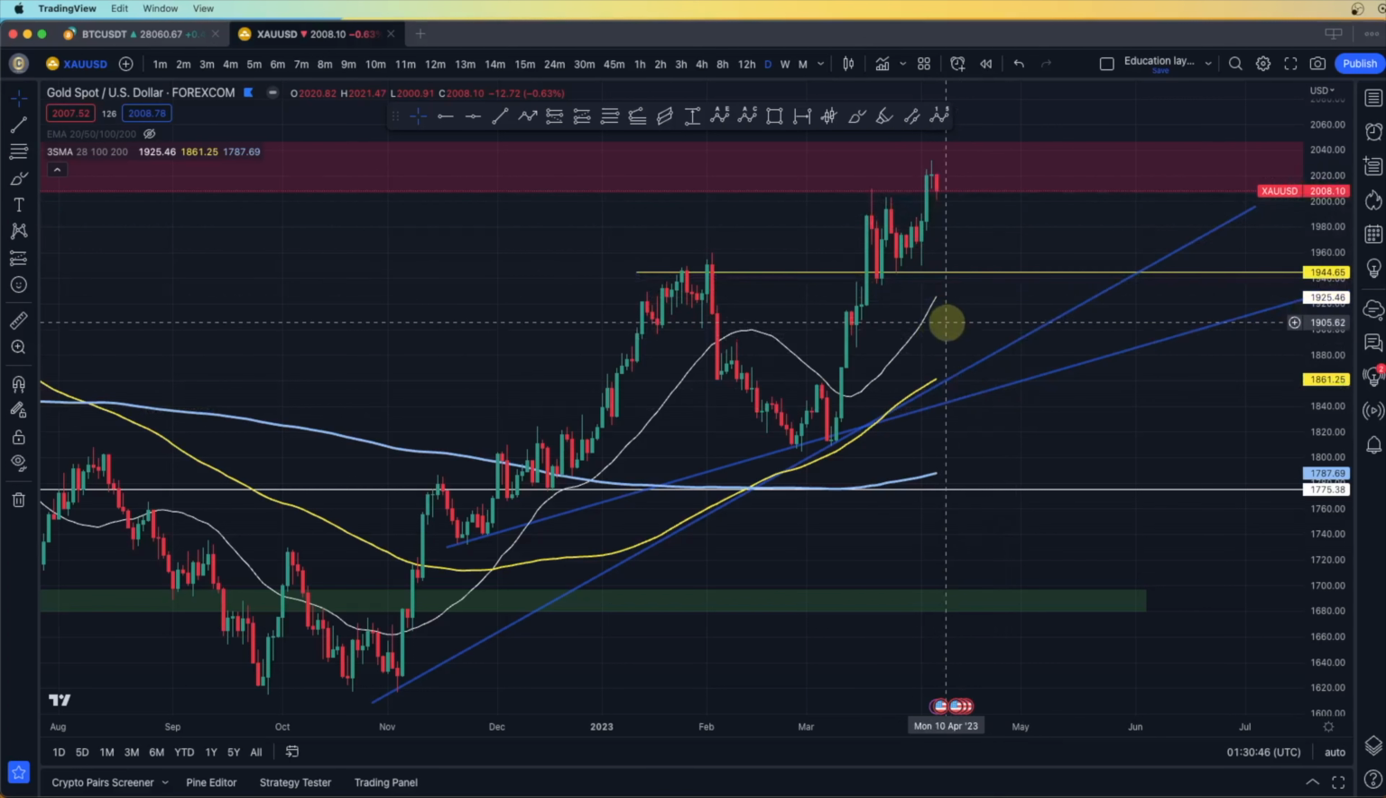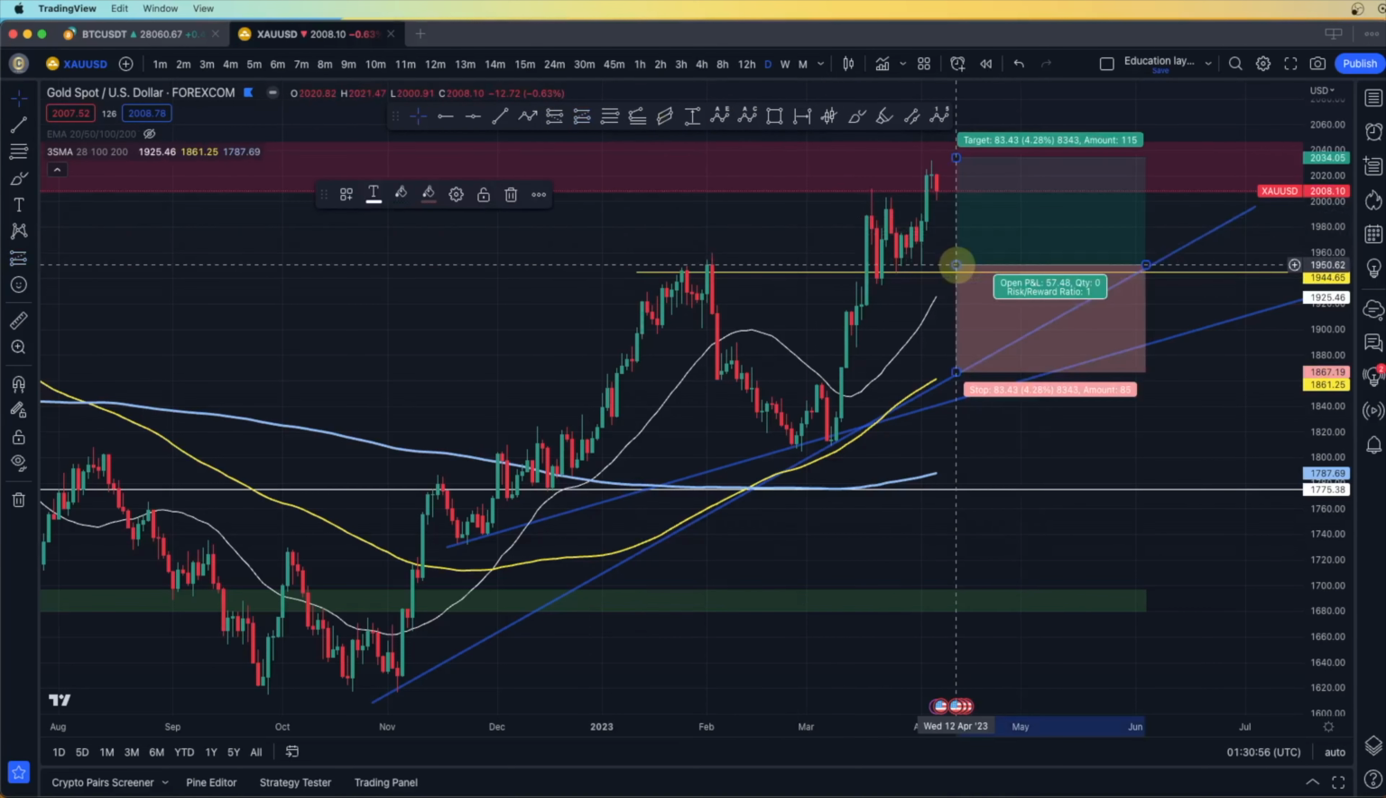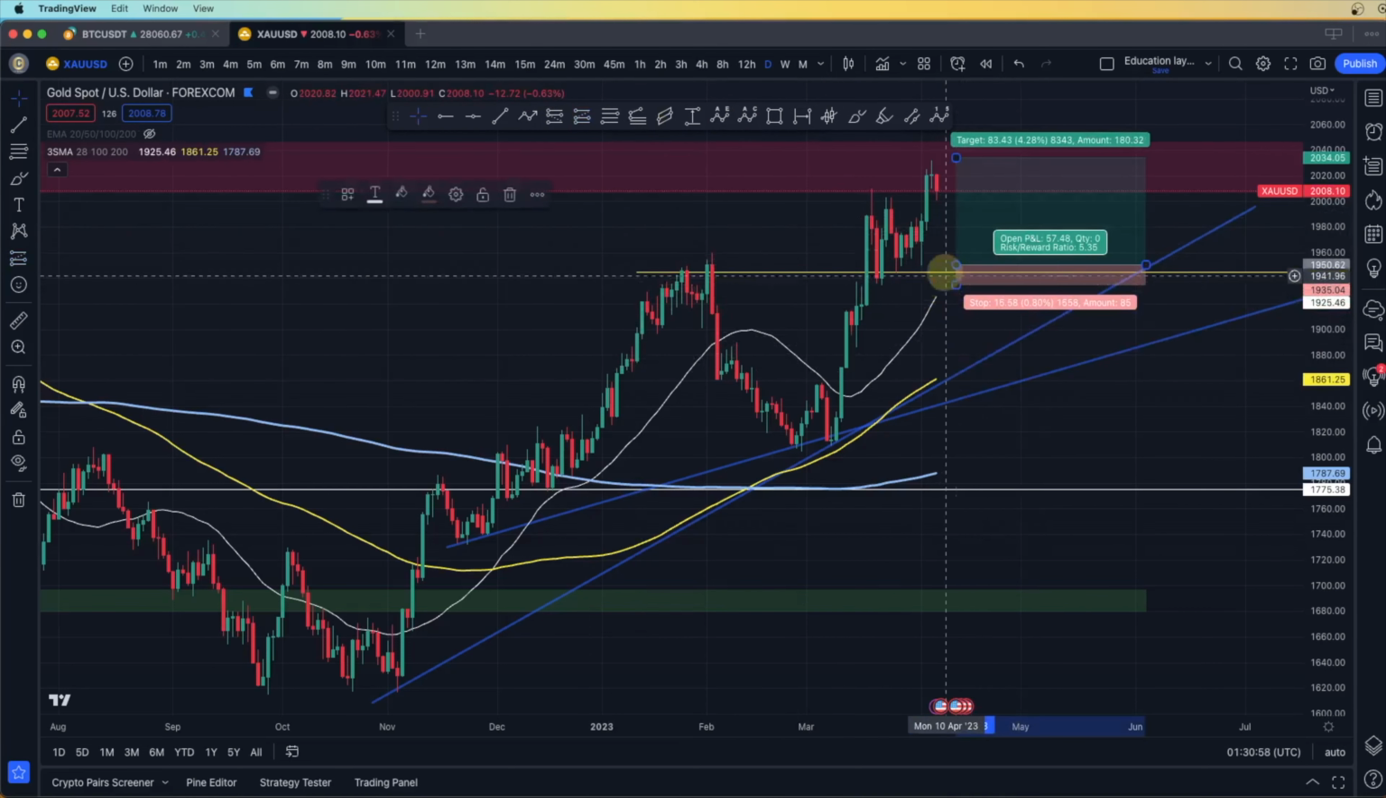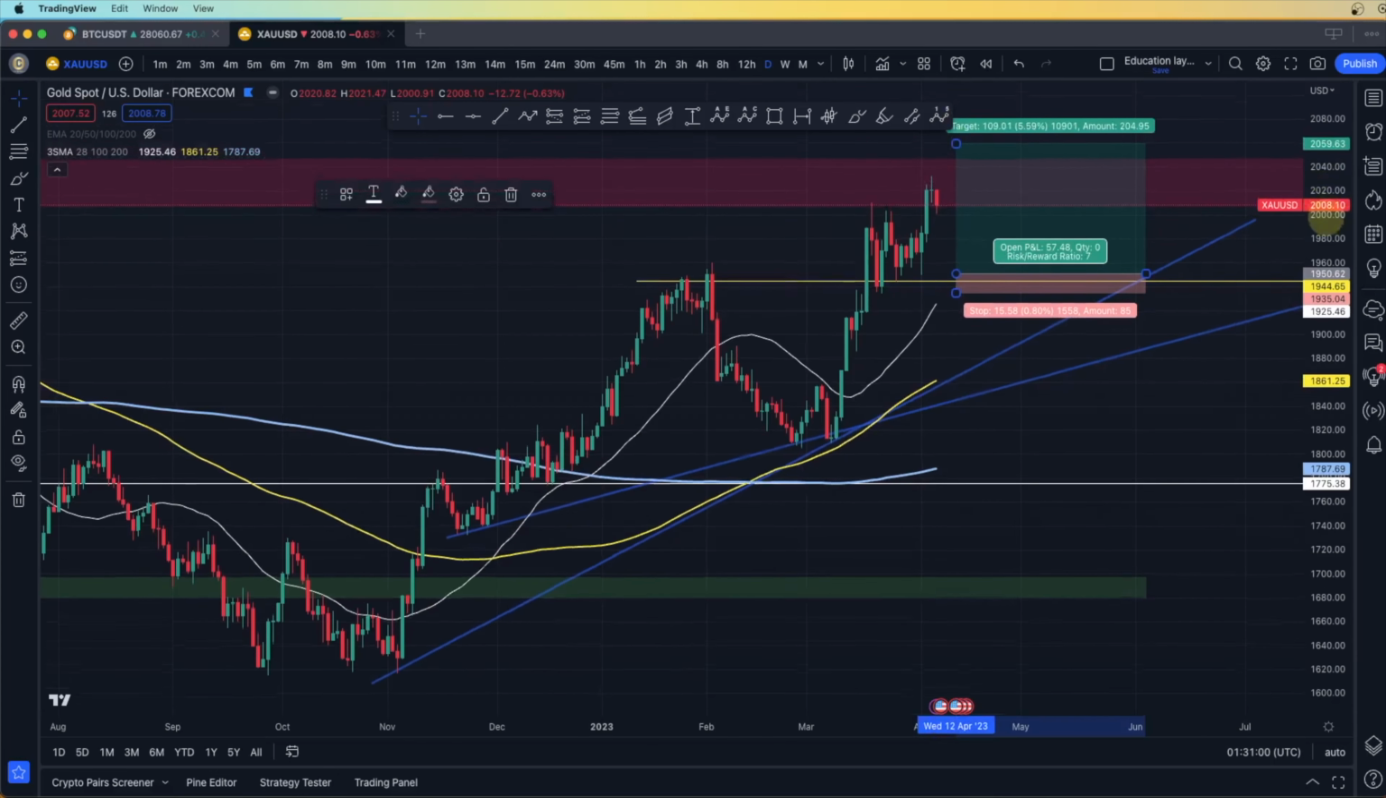First, we need to wait for the next impulse move, and our trading setup is working with two different options. It is working on this area. First, maybe we're going to break this area.